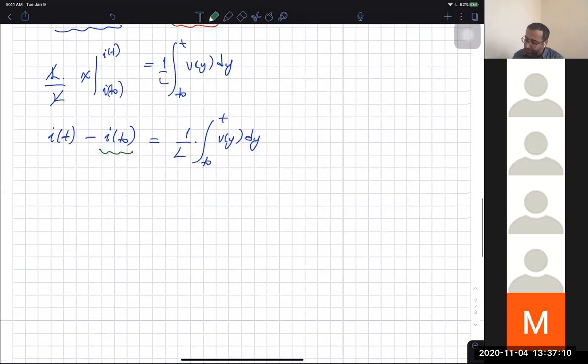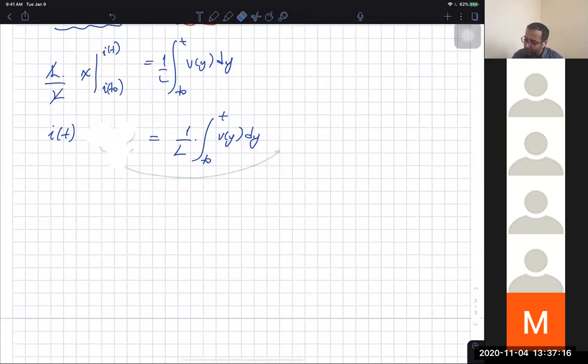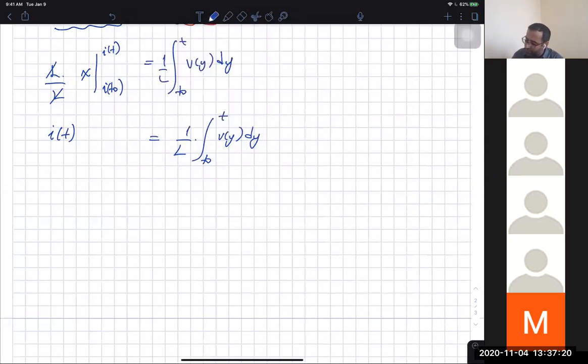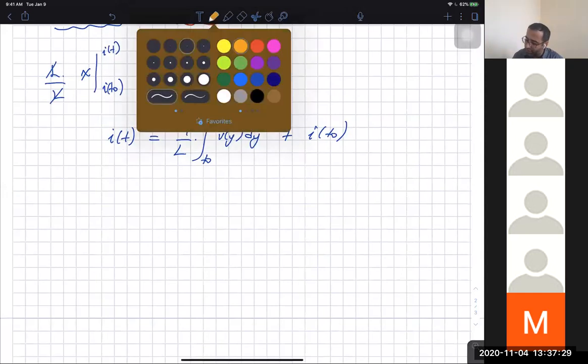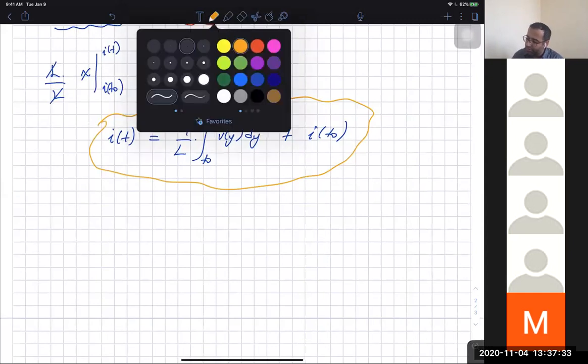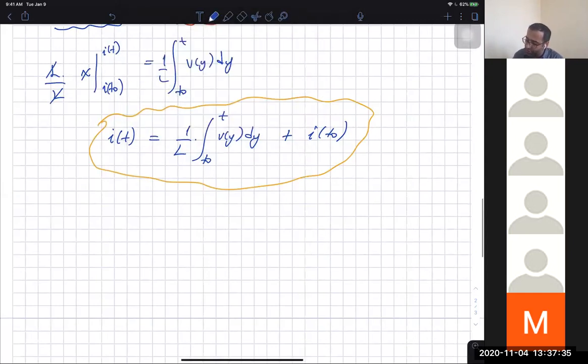So I will take this to the right-hand side. Let me fix this equation in this manner. That was a minus here, so it will be a plus here, right? So this is how my voltage-current relationship will look. This is just the reverse of this equation.